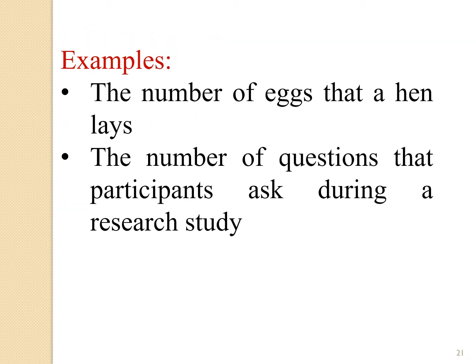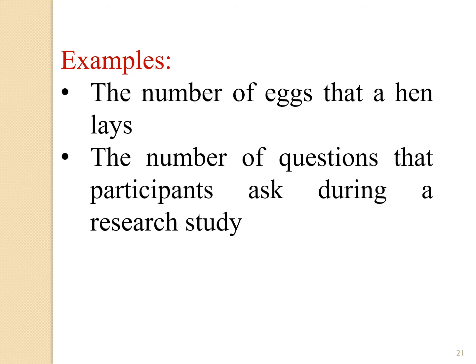For example, the number of eggs that a hen lays. The possible answers may be 0, 1, 2, 3, 4. And a second example, the number of questions that a participant asks during a research study. Your answer should also be an integer. So this type we call discrete type.